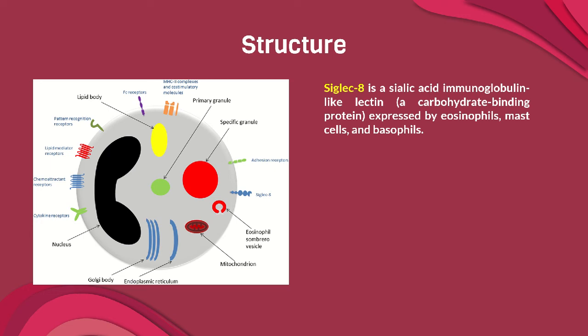For Siglec-8, Siglec-8 is a sialic acid-binding immunoglobulin-like lectin, a carbohydrate-binding protein expressed by eosinophils, mast cells, and basophils. It represents a potential therapeutic target for eosinophil-mediated disease.